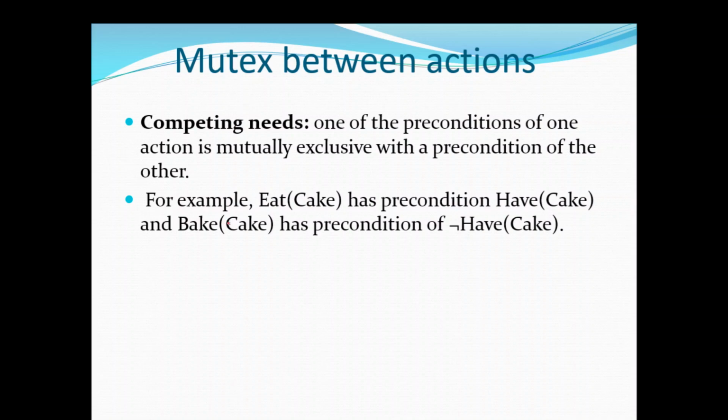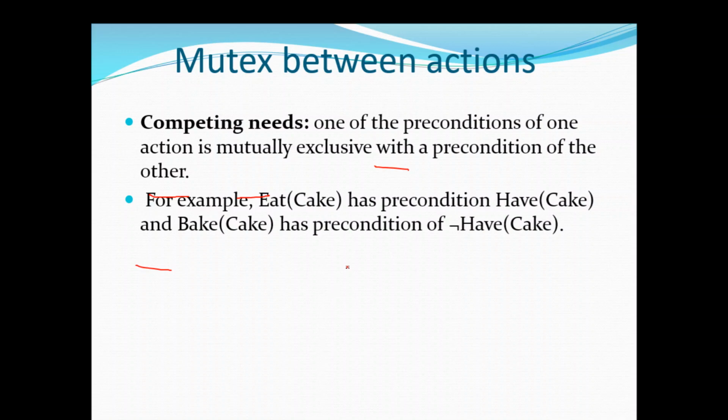So there is another reason for this mutex link. The third reason is competing needs. One of the preconditions of one action is mutually exclusive with the precondition of the other. That is, if this precondition is satisfied, then the other action cannot be satisfied. They are mutually exclusive. Here is an example.